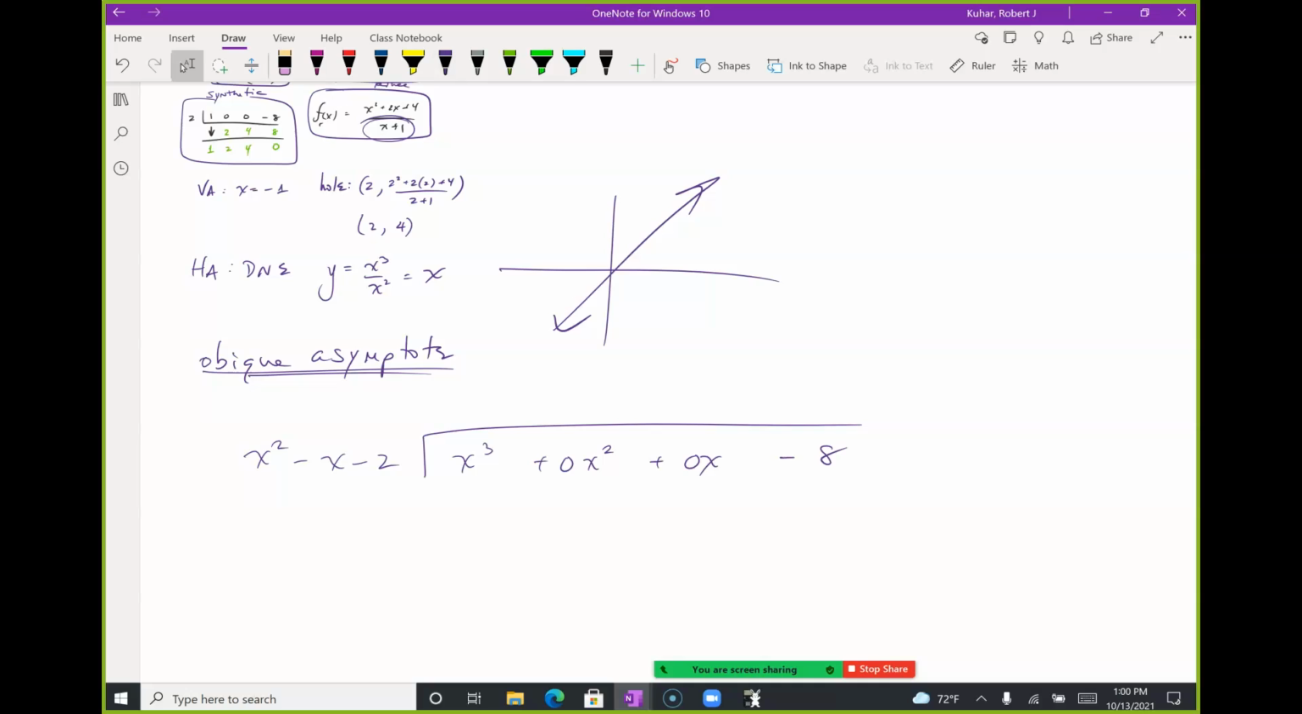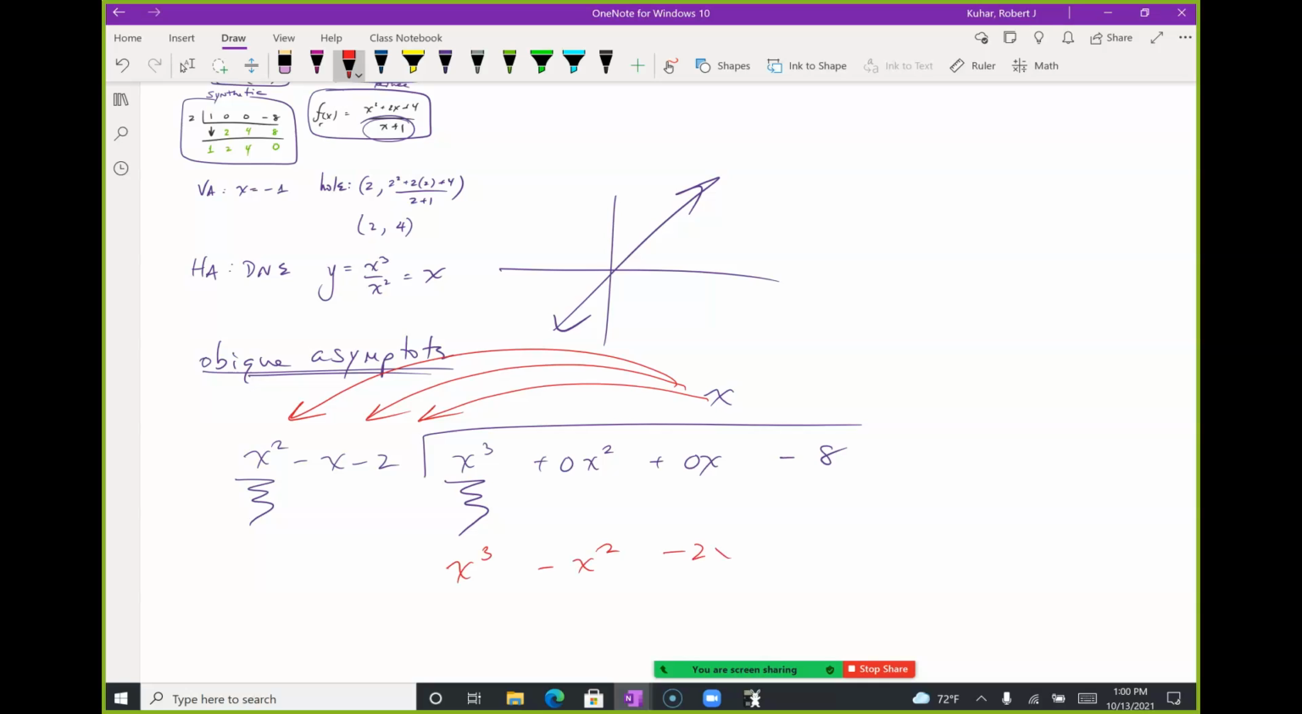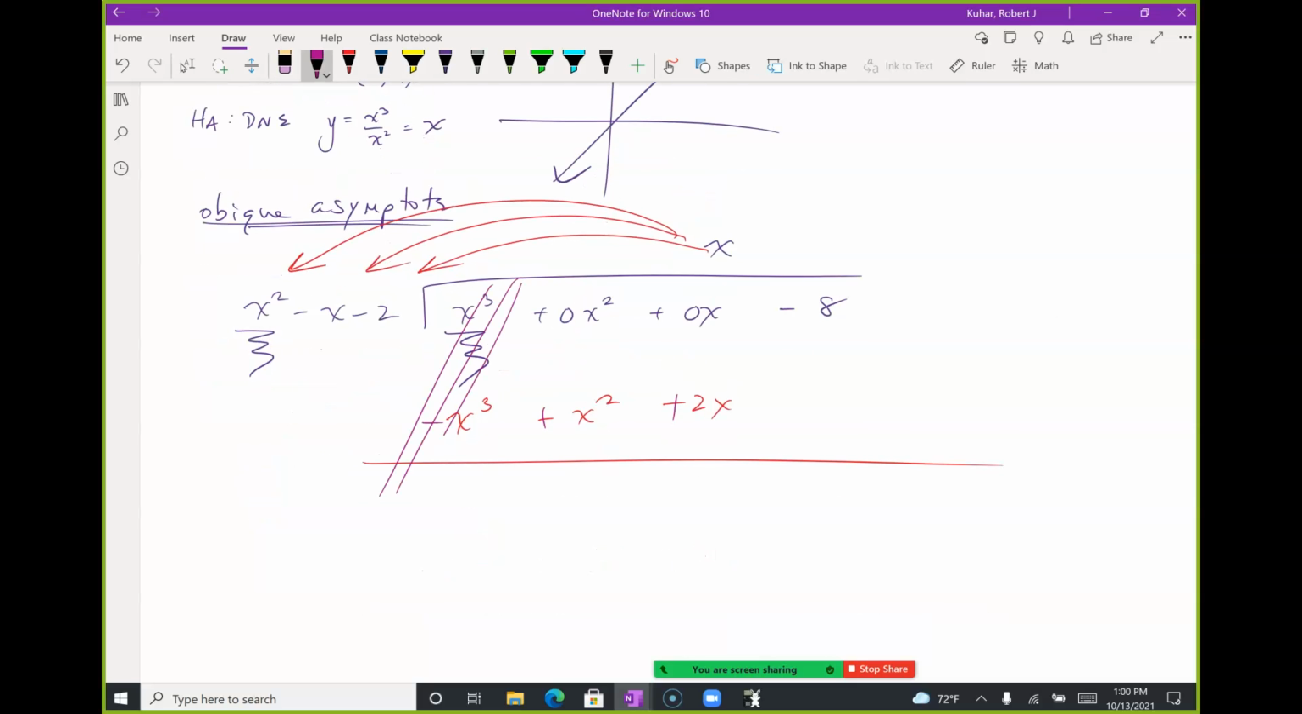But I'm diabetic, so now I'm asking what times x squared would give me x cubed? And of course that's x. And then I come back and multiply to everything to do my long division. So I get x cubed minus x squared minus 2x. And then change my signs and add. The first term goes away every time. With synthetic we also get rid of change the signs, right? So I've got x squared plus 2x minus 8, and I rinse and repeat.